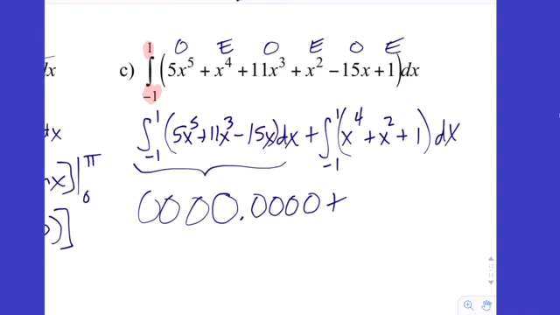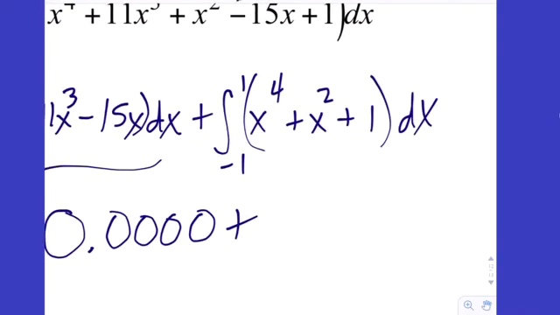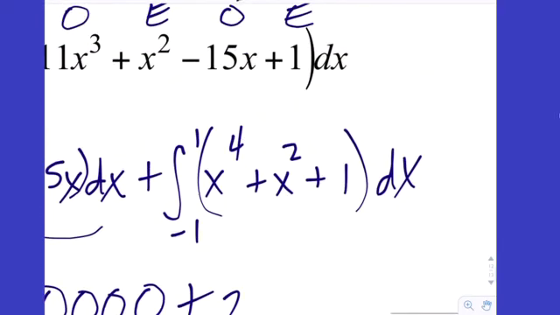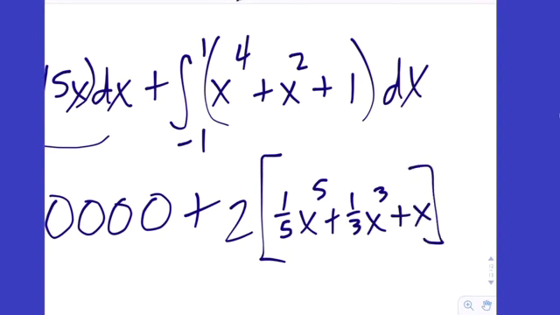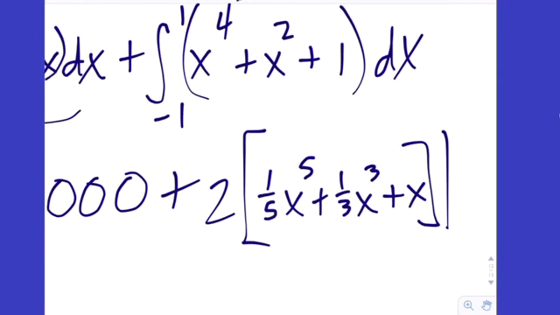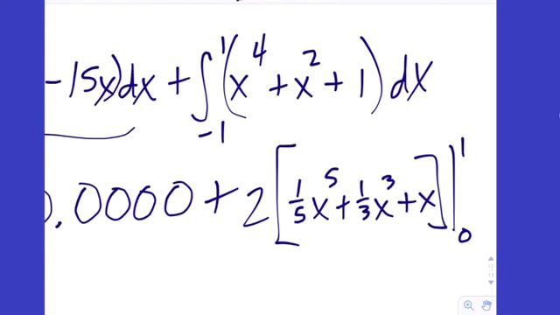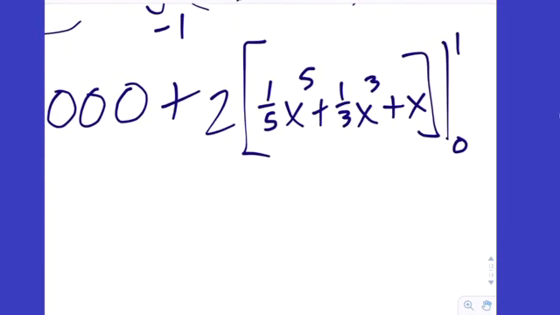Plus the second one. Now, if you don't want to write it doubled from 0 to 1, you could go straight to the antiderivative and double it. There we go. 1/5 x to the 5th plus 1/3 x cubed plus x, and we evaluate that from either 0 to 1 or -1 to 0. But if you go from -1 to 0, you're going to say, really? You chose that interval? -1? You like negatives? Yeah, I figured. Makes sense.